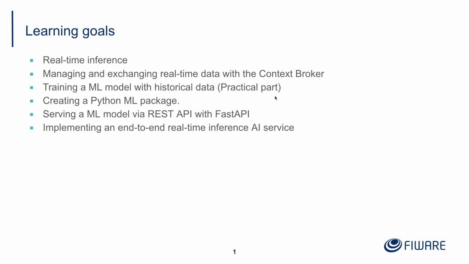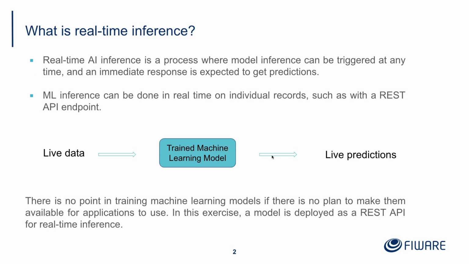And here we have a practical part. We're going to learn how to create a Python ML package and why we should create it. Our two last points are serving a machine learning model via REST API with FastAPI. And last but not least, we're going to have a demo, and I'm going to show the implementation of the end-to-end real-time inference AI service. So without further ado, let's get started.